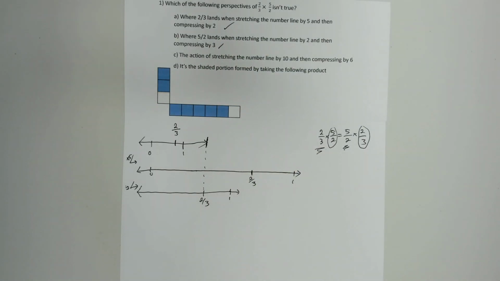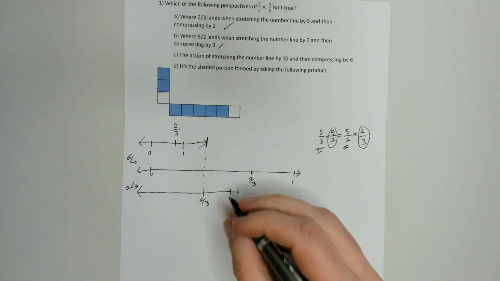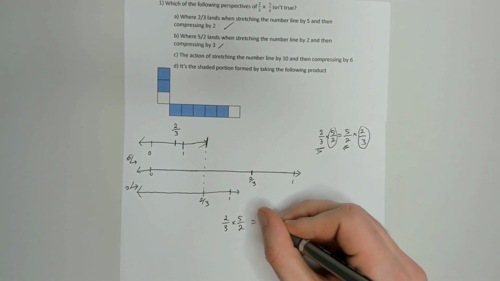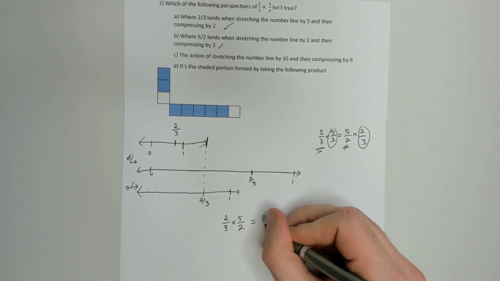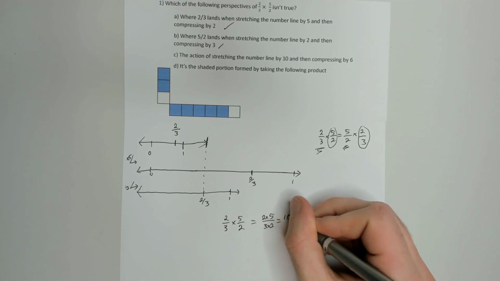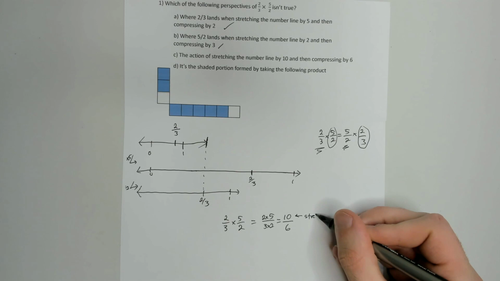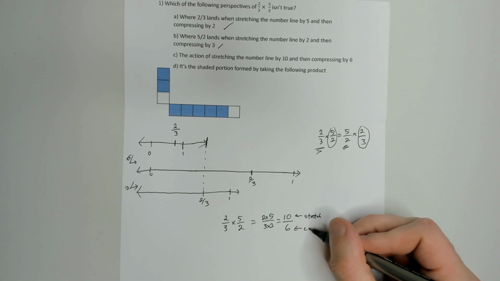For part C, it says the action of stretching the number line by 10 and then compressing by 6. You may be able to see where they get the 10 and the 6, because if we actually do 2/3 times 5/2, that's going to be 2 times 5 in the numerator, 3 times 2 in the denominator, and that gives us 10 over 6. So this is the stretching by 10 and the compressing by 6.